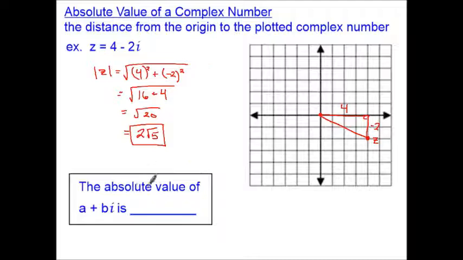But in general, the absolute value of a plus bi, for those of you that want a formula instead of just a visual representation, is what I just did right there: the square root of your a part squared plus your b part squared. I guess I didn't need parentheses on those, but they're not going to hurt things.